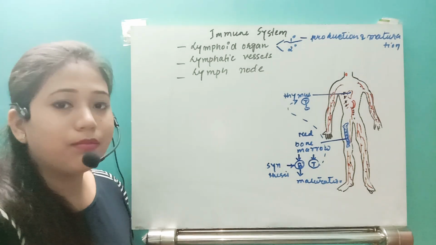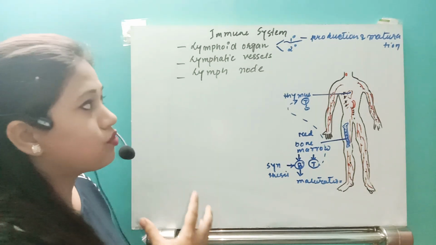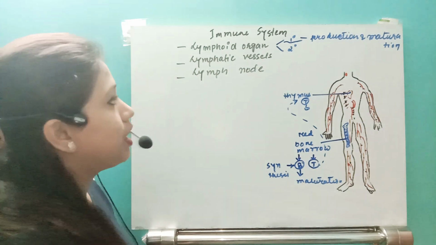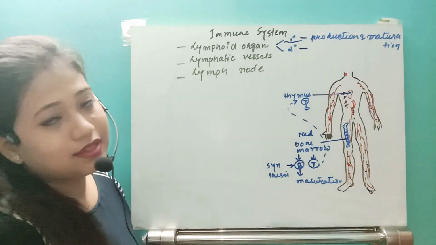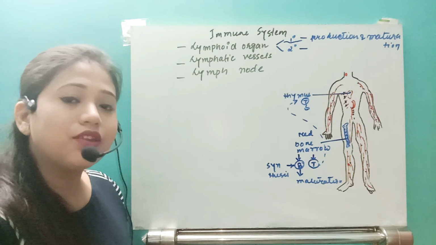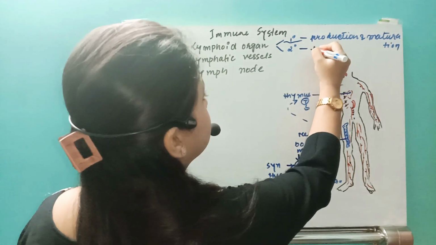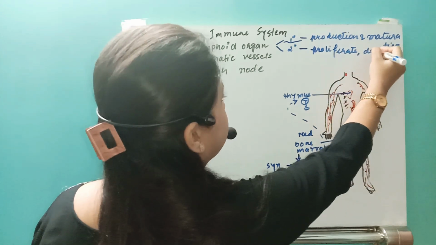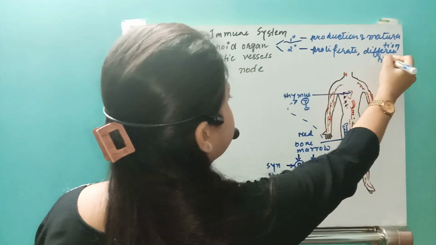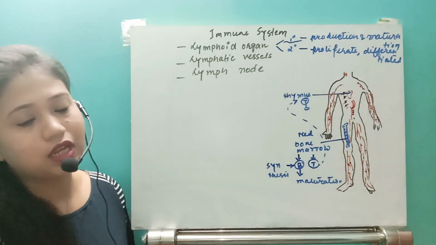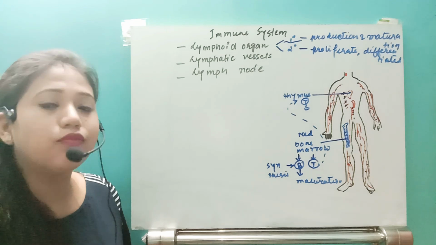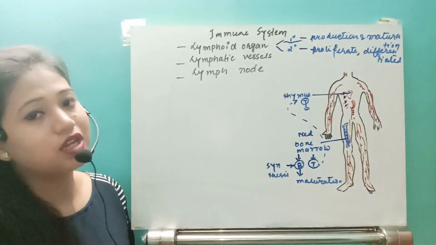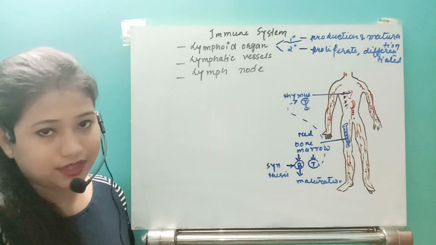Okay, so that's why primary lymphoid organs are the organs where B and T lymphocytes are formed and matured, right? Now after that, the next one is the secondary lymphoid organs. So what are those secondary lymphoid organs? These are the organs where the B and T lymphocytes are proliferated and differentiated. There are a number of organs in our immune system where the B and T lymphocytes get proliferated and differentiated into a variety of cells.